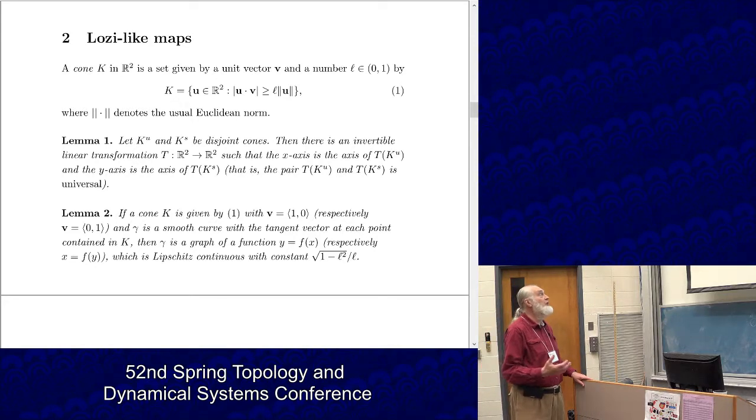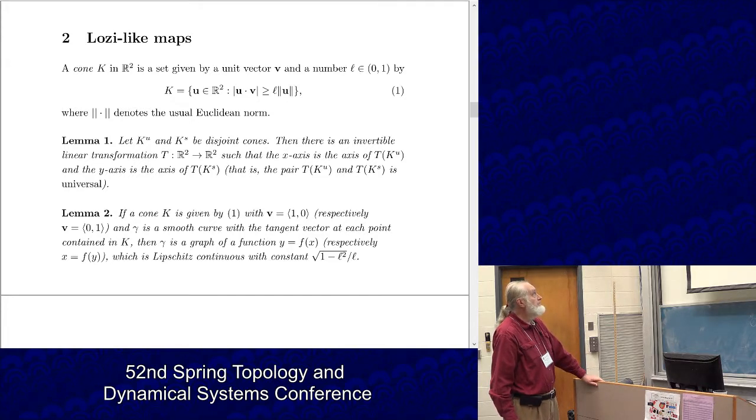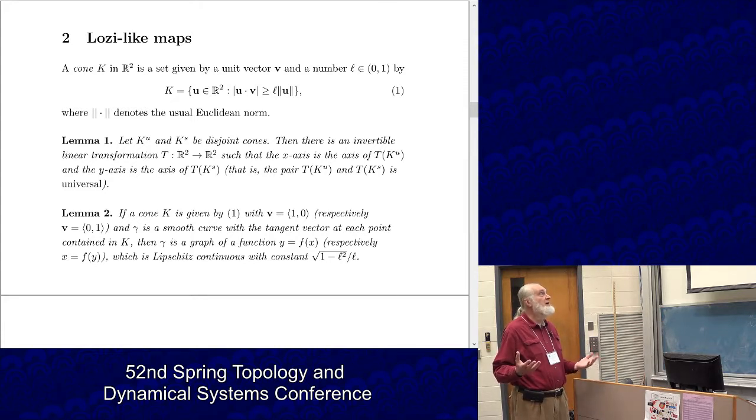If we want to do it formally, it has to depend on some parameters: the vector v, which is the axis, and L. If you vary L, the cone is thinner or wider. Now you can change your coordinates linearly so that those cones have axes which are horizontal or vertical. That's lemma 1 basically.